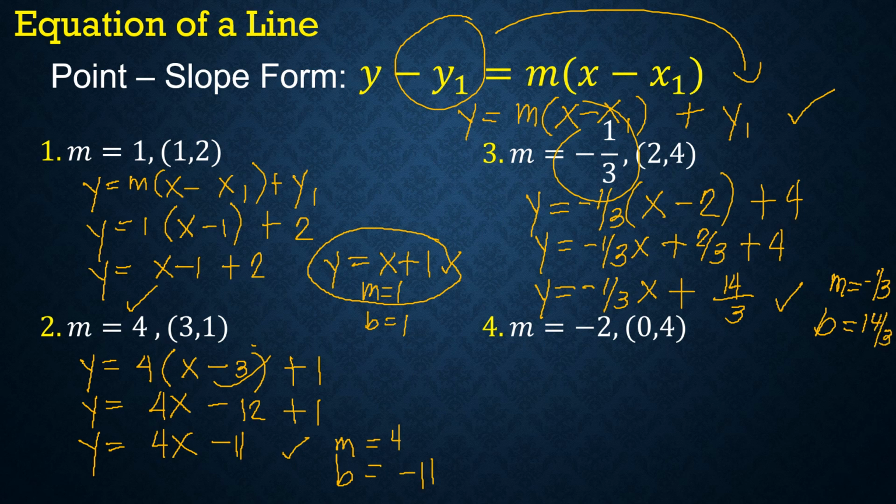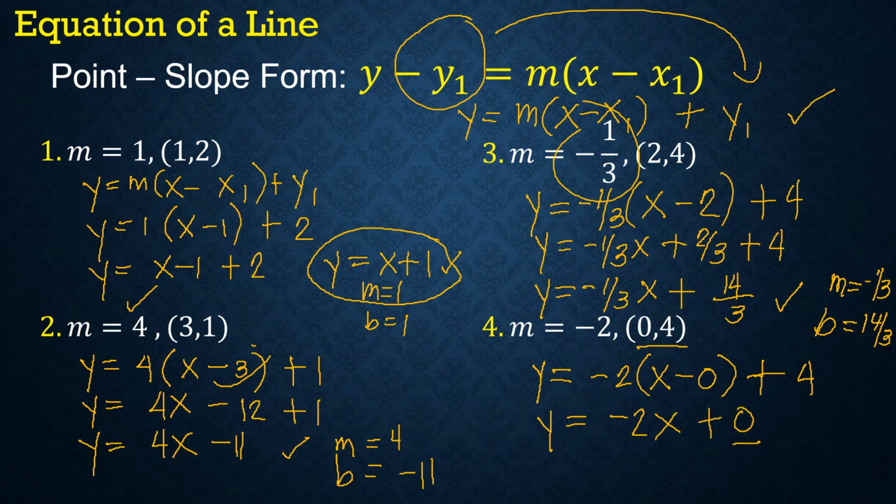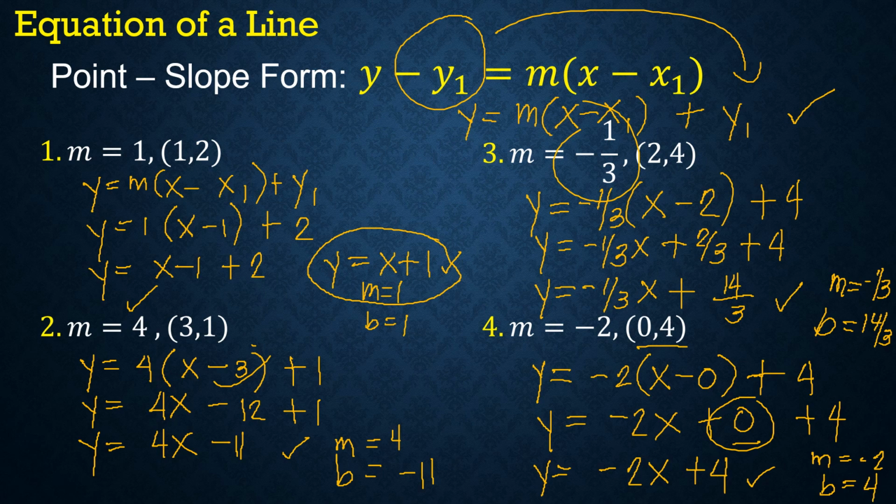Next, we have slope that is negative 2 and coordinates of the point 0, 4. Substitute the slope, we have negative 2 times x minus the x coordinate of the point which is 0, plus the y coordinate 4. Negative 2 times x is negative 2x, and since that is 0, so 0 immediately. Okay, so plus 4. Our final answer is y is equal to negative 2x plus 4. Wherein the slope is negative 2 and the y-intercept is 4. So that is how we solve for the equation of a line when there is a point and there is a slope. And we ended our answer in slope-intercept form.